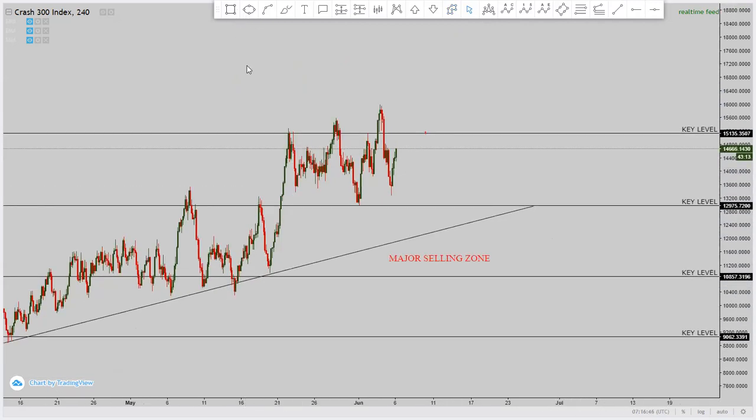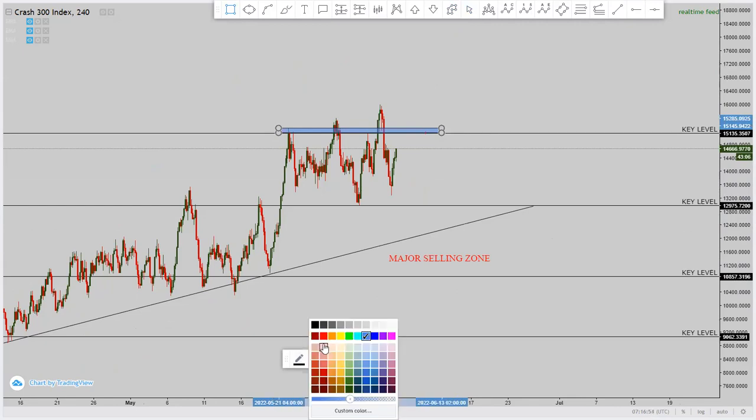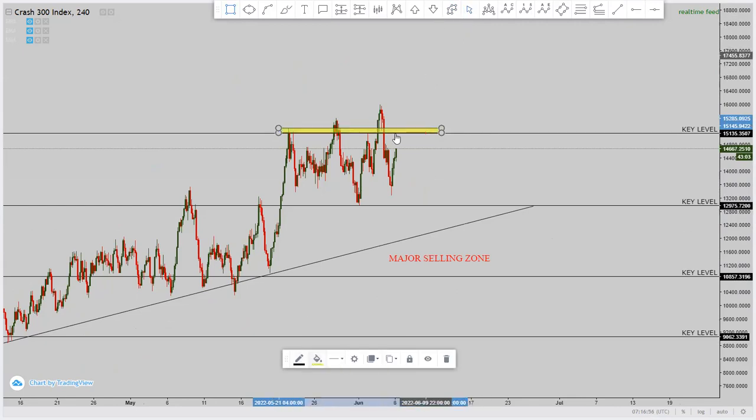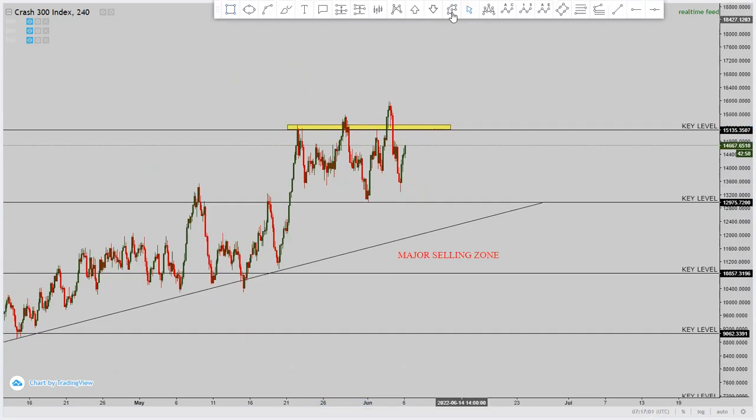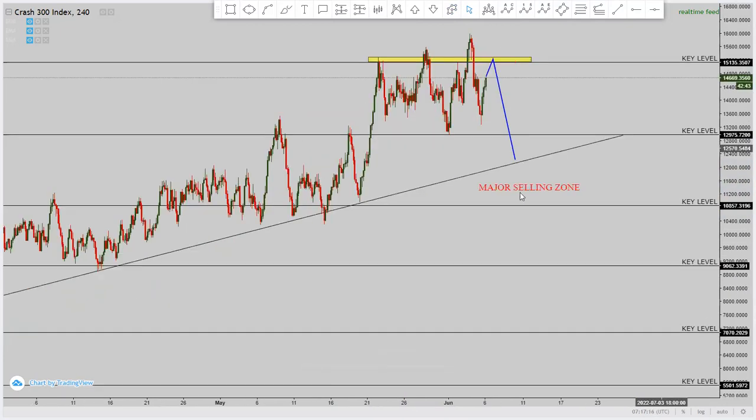So this zone here is a very key zone, which is my selling zone currently. Put it in yellow. I'm expecting a serious rejection there on that area. Then we come to this trend line. On that trend line, whatever will happen here will determine whether we are going to continue selling, or the market is simply going to continue with its uptrend, because we are in an uptrend overall.